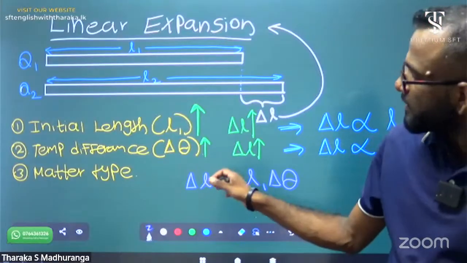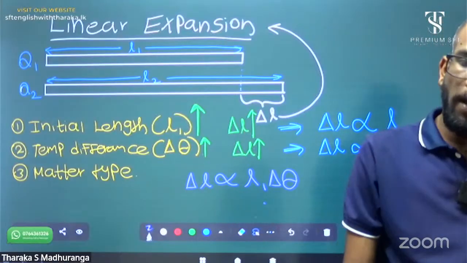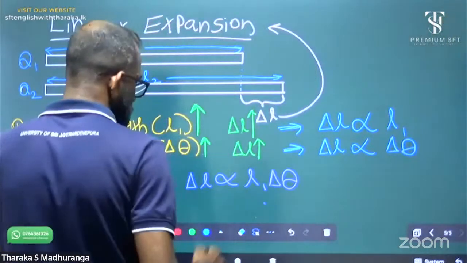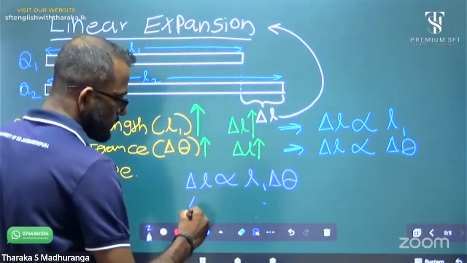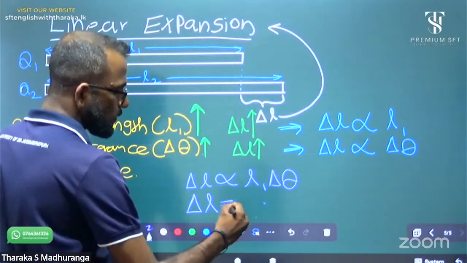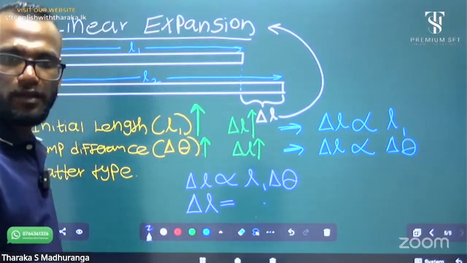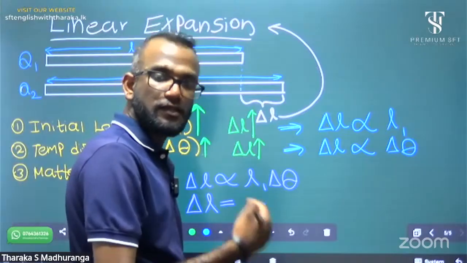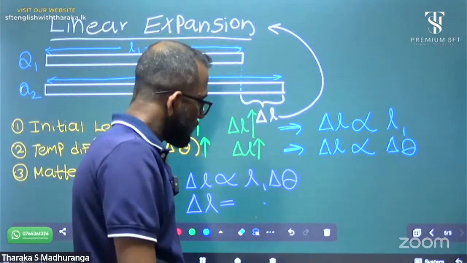Okay, in physics, I want to remove this proportional mark. What can I do? I want to remove this proportional mark. Yes, we have to add a constant.